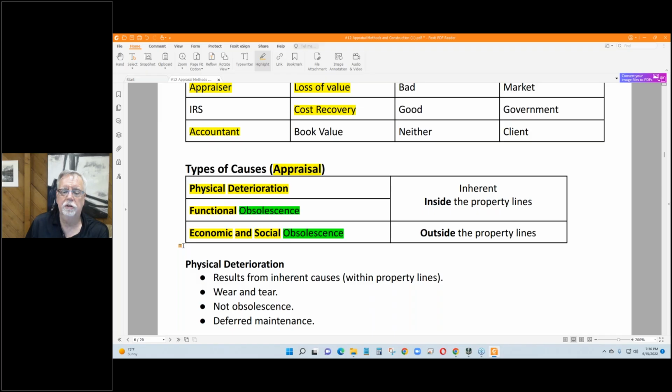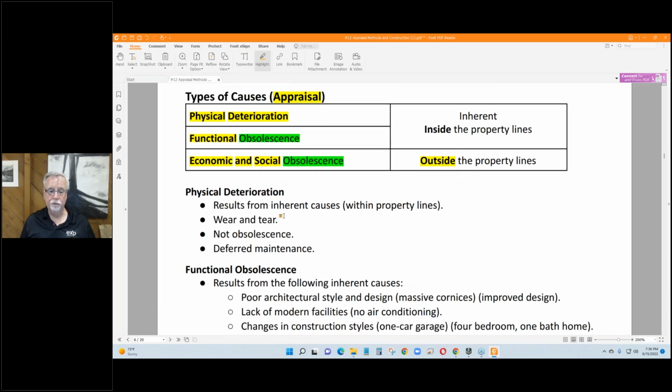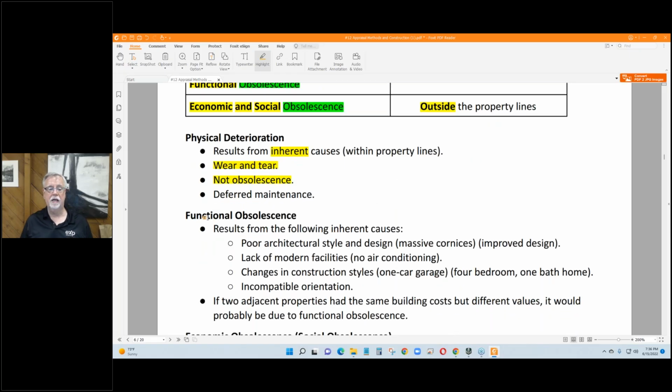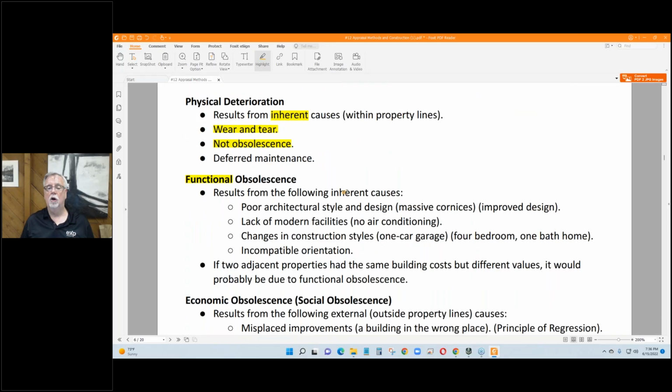Functional means that there is a design problem. It's also inside the property lines. Economic and social is anything that is outside the property lines. So physical are inherent causes, wear and tear, not obsolescence. Deferred maintenance is an example. Functional are also inherent, and usually we're talking about a design problem.